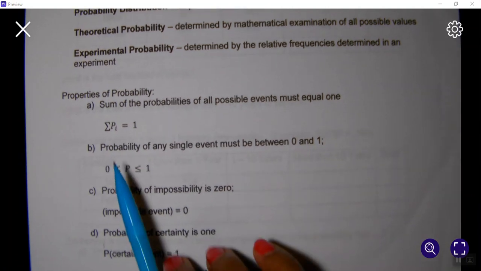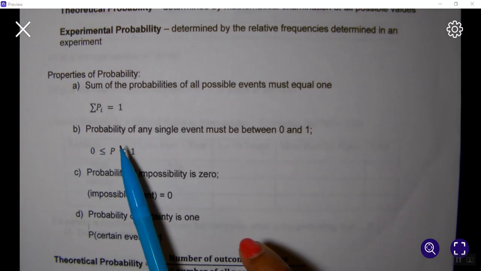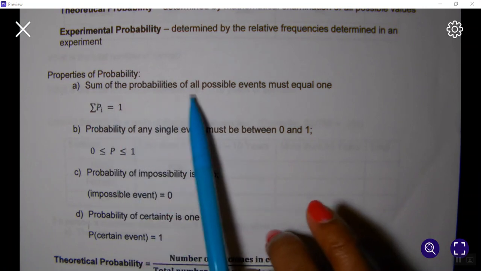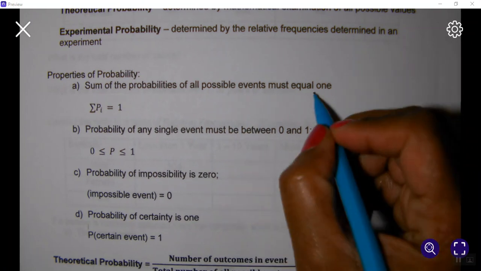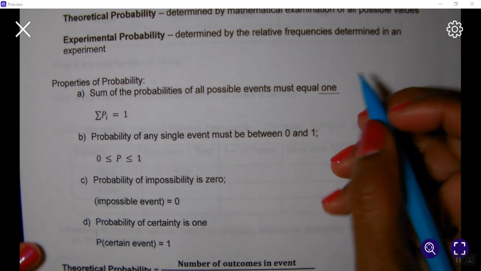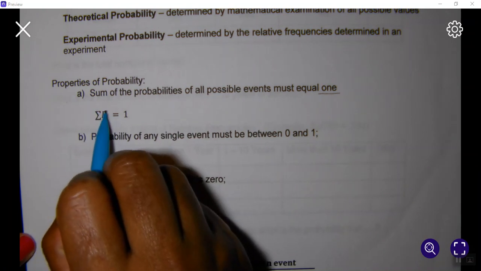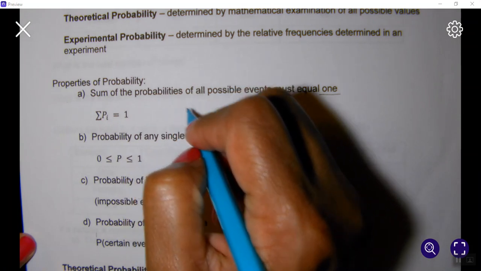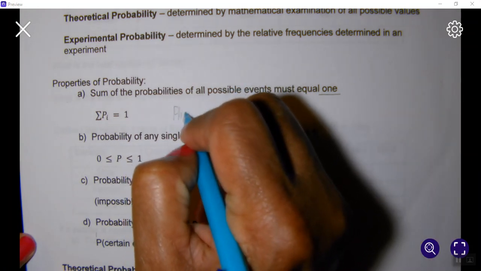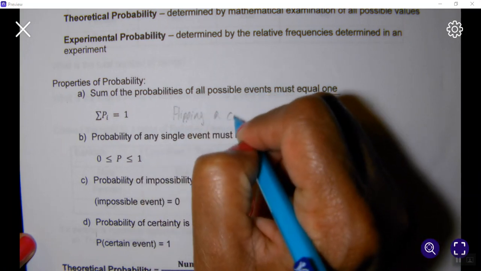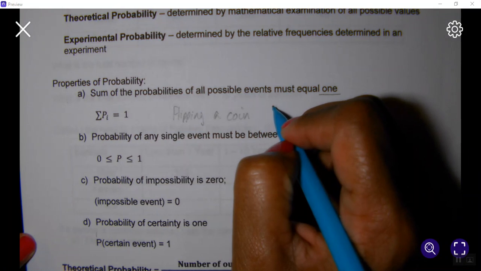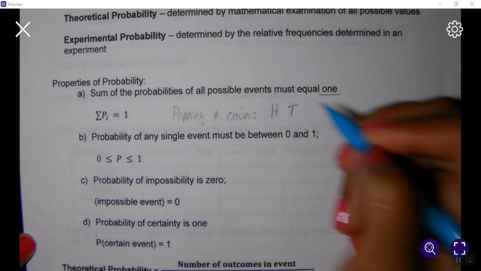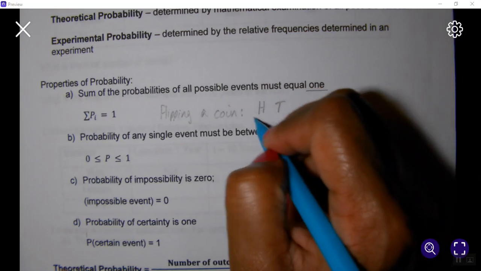So here, there's something about probability that we need to be familiar with: the sum of the probabilities of all possible events must be equal to 1. Okay, so this sum means when you add up all the probabilities, it equals 1. So for example, let's say you're flipping a coin. Flipping a coin, it has 2 sides, heads and tails. So the sample space would be heads or tails. The total outcomes that we can have is 2.